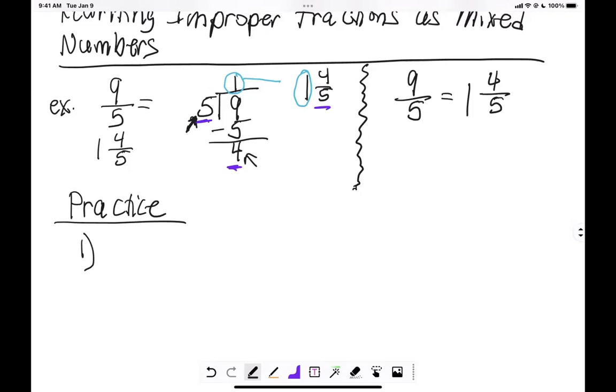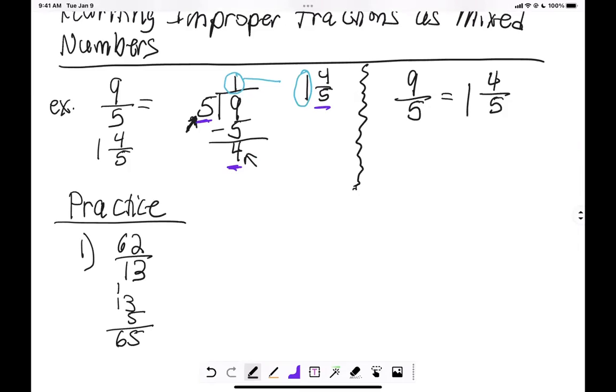So we're just going from improper to mixed. So let's say I have 63 out of 13. This is what I mean by bigger numbers. All right, so I could divide them if I wanted to, but I'm not going to. I'm going to go, okay, how many 13s are in 63? Well, I don't know. So I'm going to try something. 13 times 5.